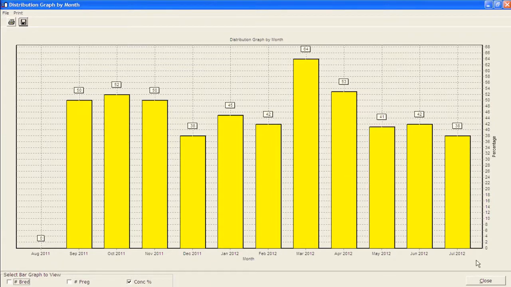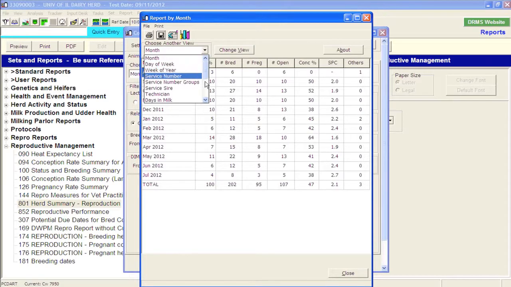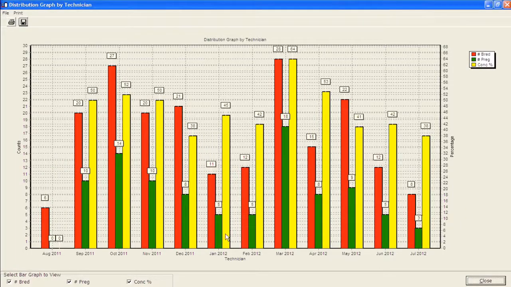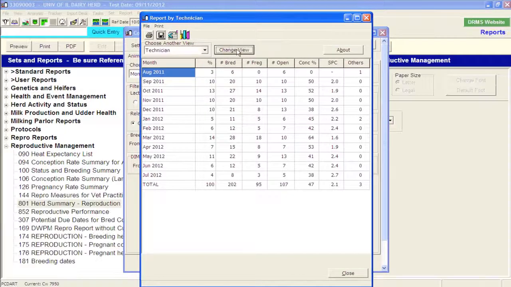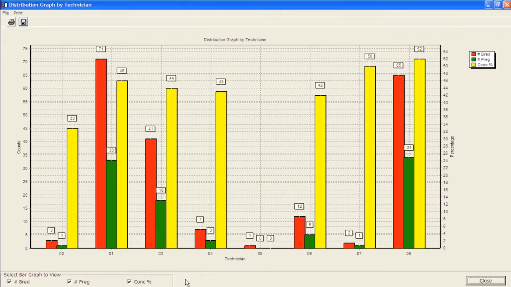So again, this tracker gives us a lot of ability to do a lot of different dividing and slicing and dicing. I can do it by technician. So if we want to take a look at the different technicians, I didn't change the view. So here we have technician.